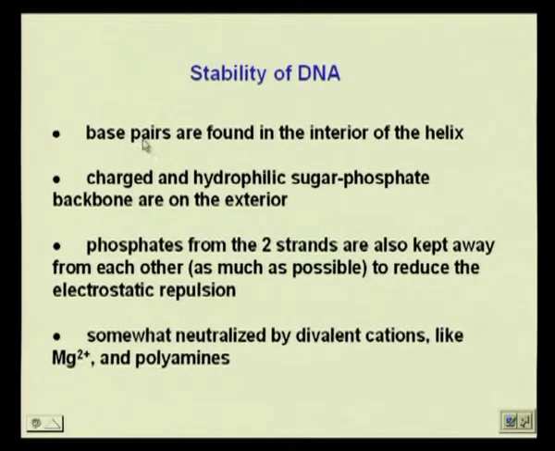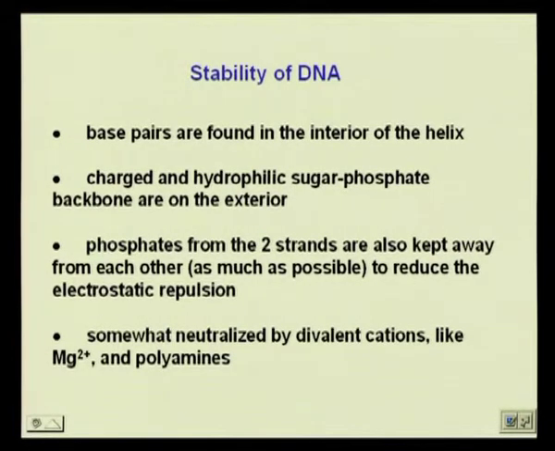Now, the base pairs are usually found in the interior of the helix, which is going to result in the stacking interactions between the bases. The charged and hydrophilic sugar phosphate backbone are on the exterior, which results in the electrostatic repulsion of the strands. The phosphates from the 2 strands would obviously be as far away as possible. Why? Because they are negatively charged and they would reduce the electrostatic repulsion if they would be as far apart as possible. Some of this is neutralized by polyamines.